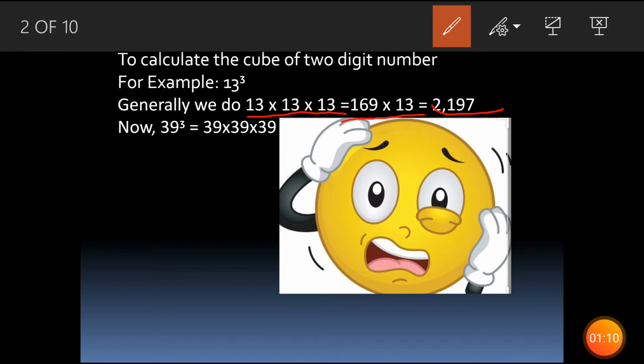As the number is pretty small, it is easy for you to multiply it 3 times. But if the number is big, like 39 cube, 39 into 39 into 39, this expression can be daunting, because it becomes very difficult to do the multiplication. In bank examinations especially, you have the pressure of time, you have the pressure of exactness, so that's why it becomes difficult for you.